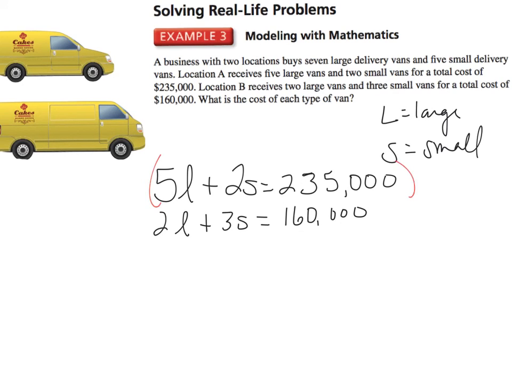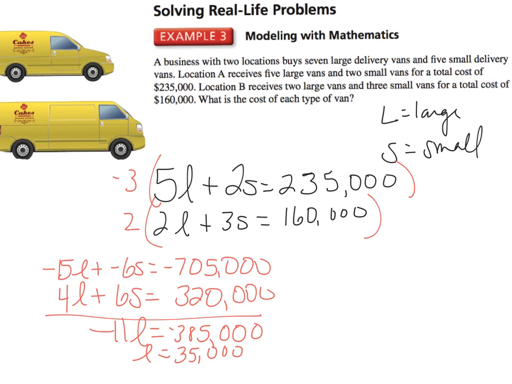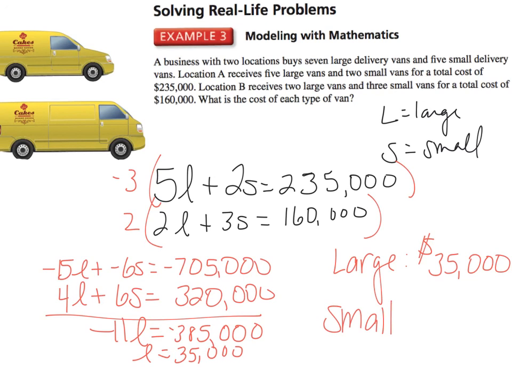I'm going to multiply the first one by negative 3 and the second one by 2. You will find out that the cost of a large van is $35,000. And the cost of the small van is $30,000. And there's our answer.